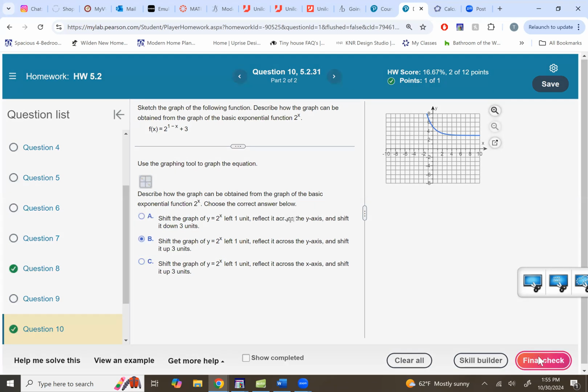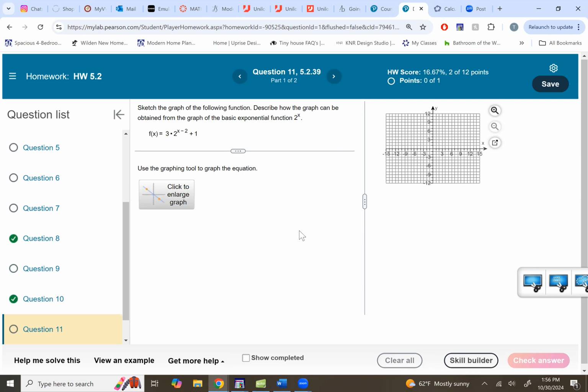All right, and that is, I think, the end of problem 10. So that one was a tough one. It had so many different transformations on it, and we had to rearrange it to get it right in the first place, okay? So hopefully that helps you out with this really tough one, number 10.